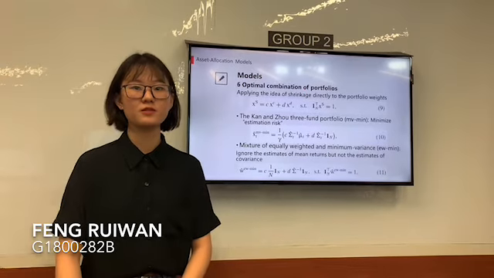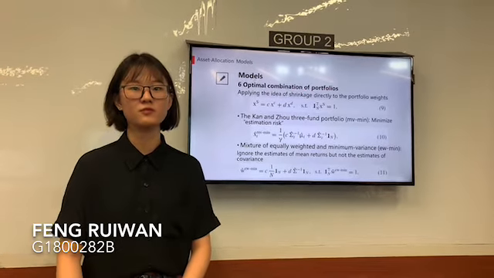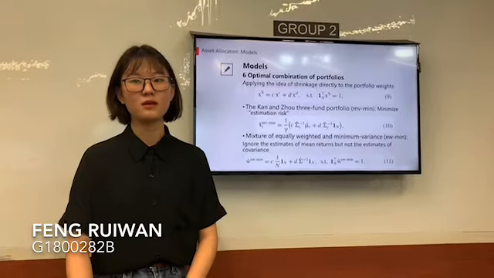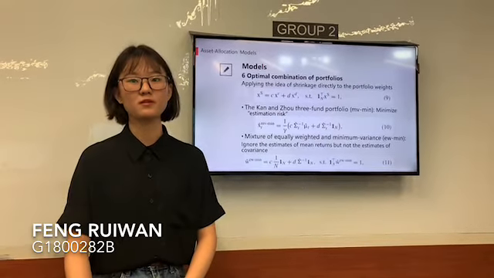And the last kind is the optimal combination of different portfolios, and this involves the mean-variance portfolio with the minimum variance portfolio.